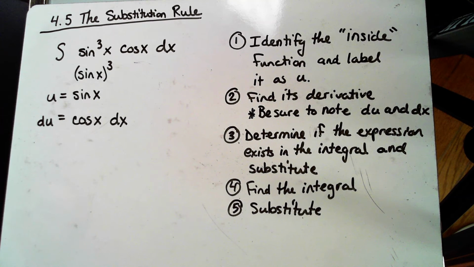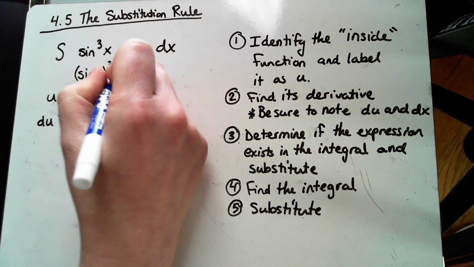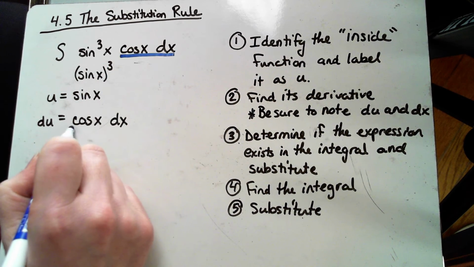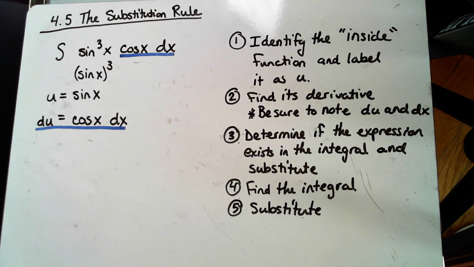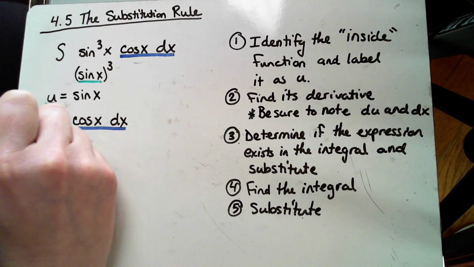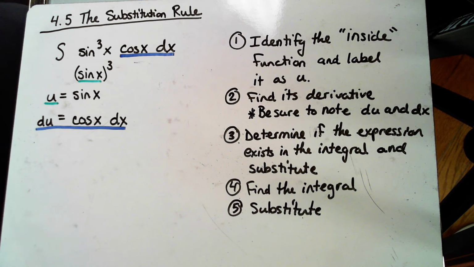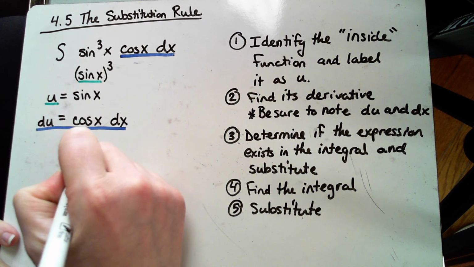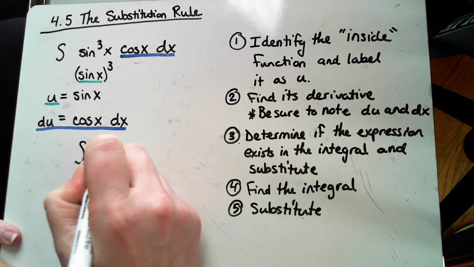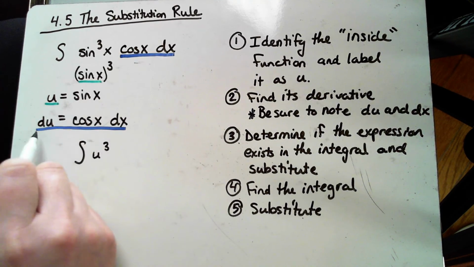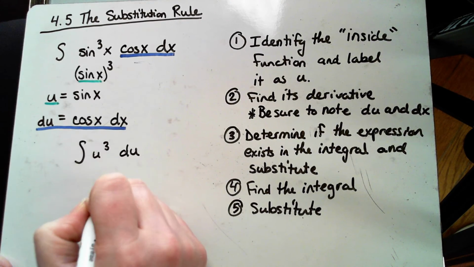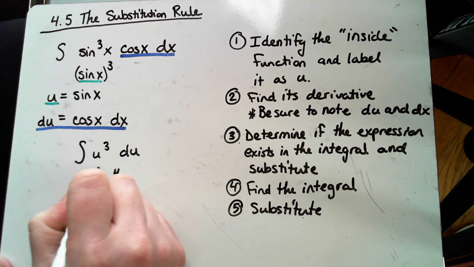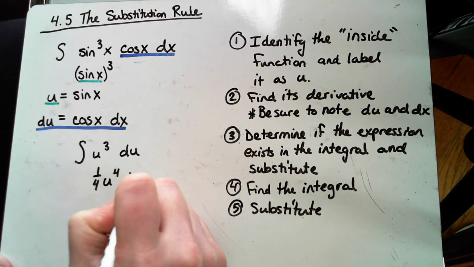Now notice, we look to see our substitution. Cosine x right here is the same thing as what we had here. So I can just replace that with my du. So my new integral, and I forgot to underline here with my u. Okay. My new integral is going to be the integral of u cubed, and this is going to be replaced with a du. Now I can just go ahead and do the integral. Go up by 1 on the power, divide by that power, and plus c.